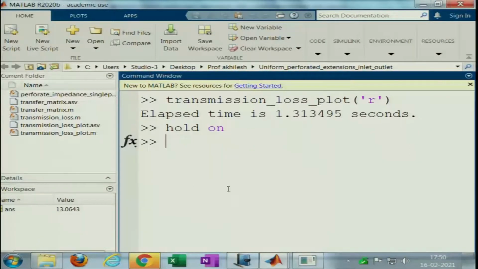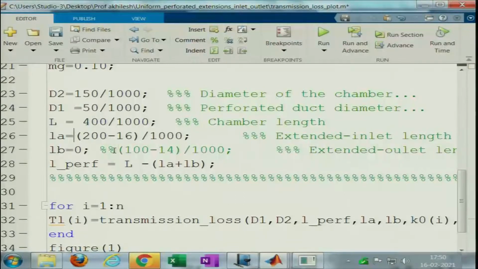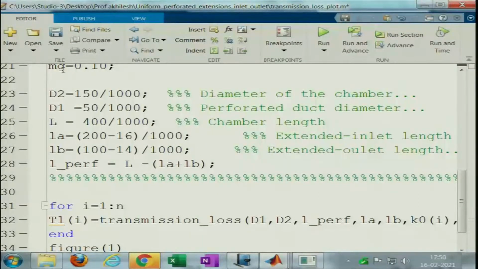and now with the same value I will just uncomment it. Okay.